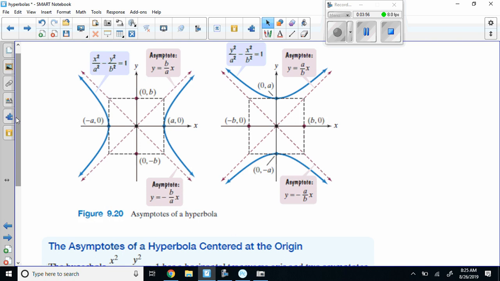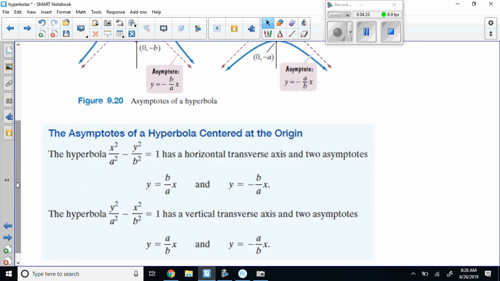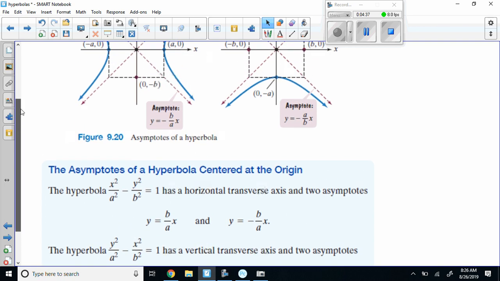So if you note that this is a box, see this box right here? We're going to draw that box. That box is going to help you when it comes to graphing to be able to know how to do those asymptotes. But it's nothing more than b over a, the slope, right? So just remember when we get to that, it's going to be something as simple as that. Here they're calling out the asymptotes, y equals b over a and y equals negative b over a. If it's vertical, then it'll be a over b.